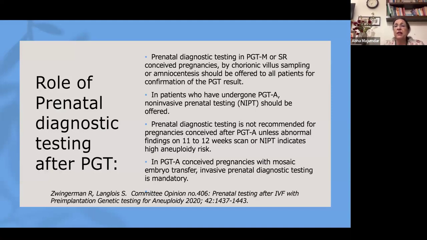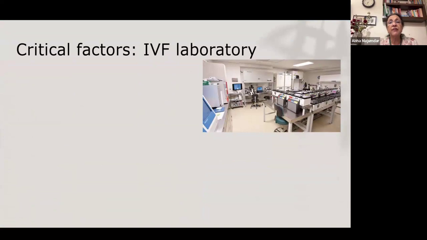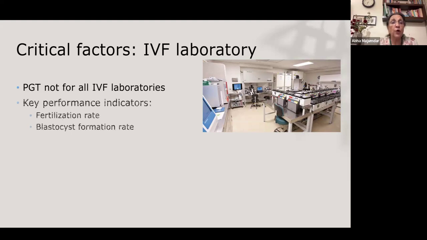So where is it mandatory? In all PGTM or PGT-SR conceived pregnancies, though PGTM is more and more important. For PGTA, you can just do non-invasive prenatal testing, but if it is a mosaic embryo, it is better to do invasive prenatal diagnostic testing. And in PGTA conceived pregnancies, we do not do invasive testing unless there is an abnormality in NIPT or NT-NB scanning. So the critical factor is the IVF laboratory. Please do not take it lightly: not any laboratory can do PGTA. It is not for all IVF laboratories.